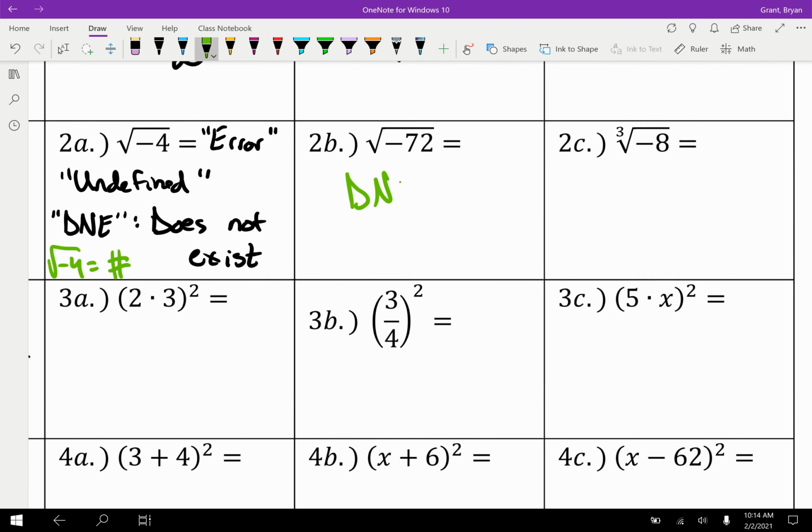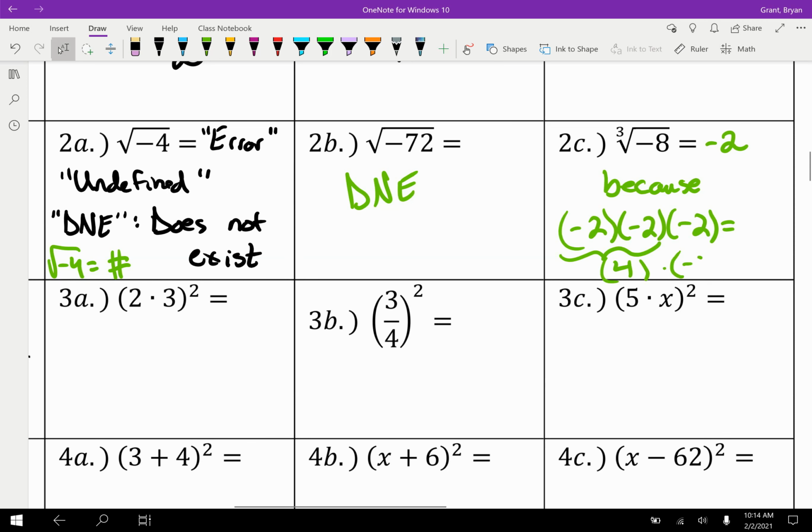2b, DNE is usually what I'd put here, not a real number. 2c, though, is interesting. 2c asks us about cube roots, and we learned that last class as well. The cube root is looking for a number that when you multiply it by itself 3 times, you get negative 8. And what you're actually going to find here is that that answer is negative 2. Because, well, if you do negative 2 times itself 3 times, negative 2 times negative 2 is positive 4. Positive 4 times negative 2 is negative 8.